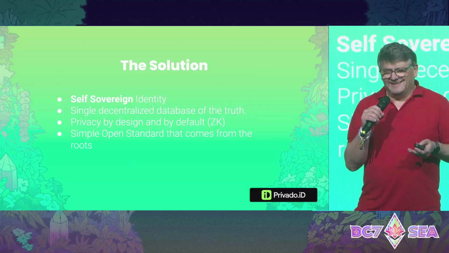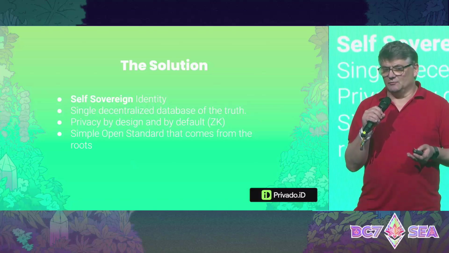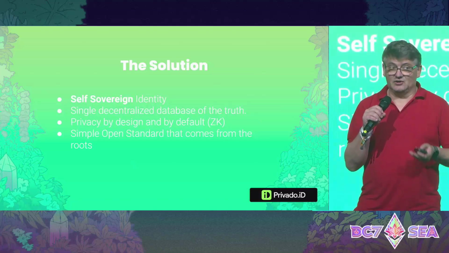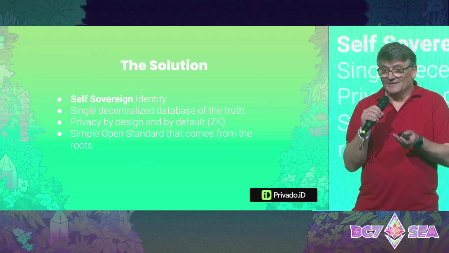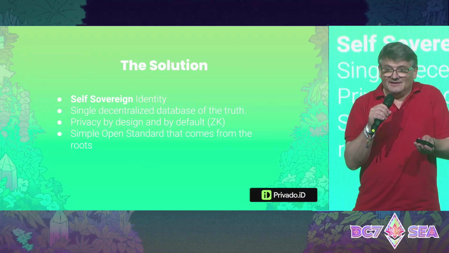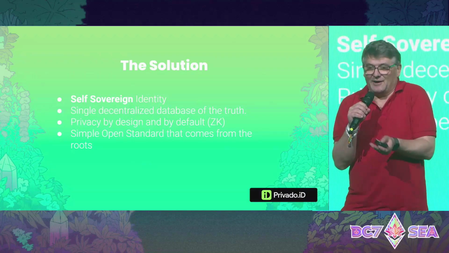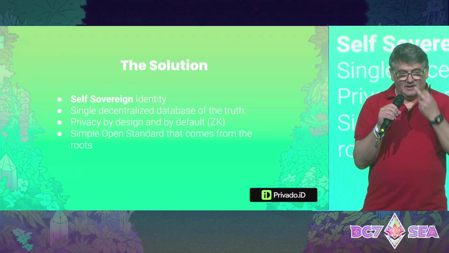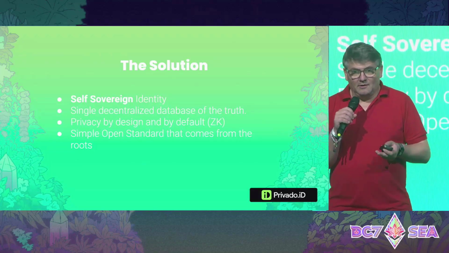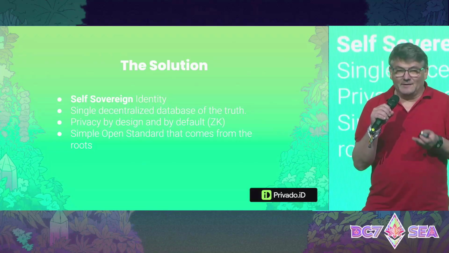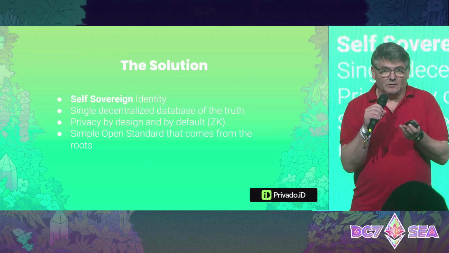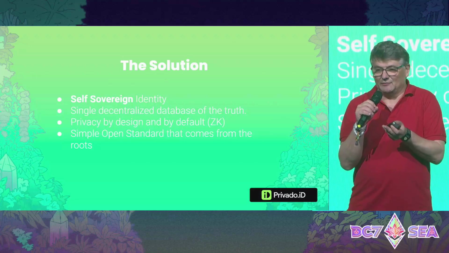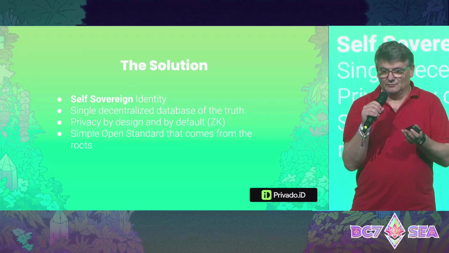So how does this solution need to be? Of course, it needs to be self-sovereign. It needs to be decentralized. Each one needs to hold their own identity, and you are kind of a server of your identity. I mean, you are the identity. The protocol's privacy needs to be by default and by design. Here is where zero knowledge is important. Decentralized identity without zero knowledge is impossible to make.